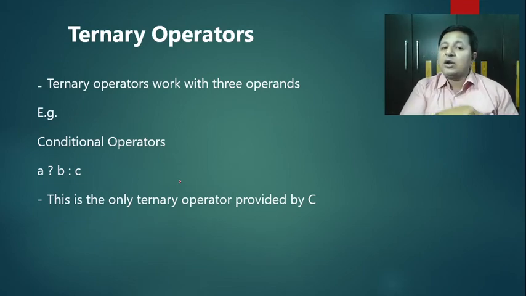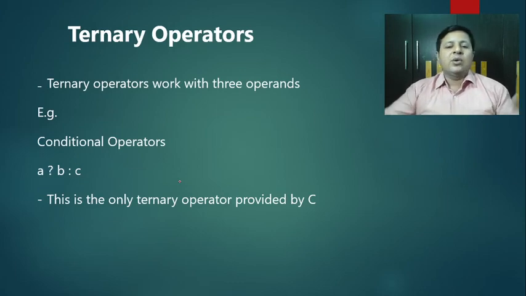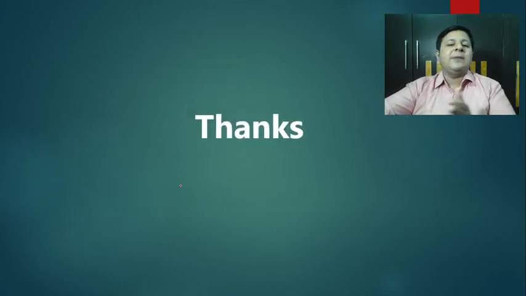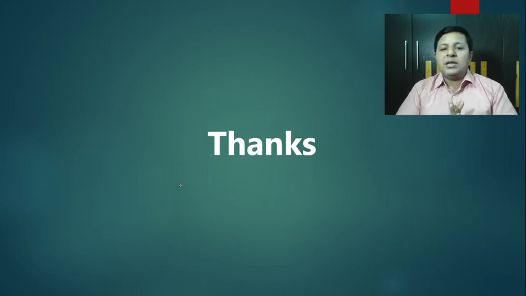Again, currently we are not talking about the conditional operator, so I'm not going into the detail of what it is and how it is used. You can have a separate video for that. But as you can see, question mark and colon work on three operands, so that's the reason it is called a ternary operator. I repeat, the conditional operator is the only ternary operator provided by C. Fine, so these were the three types of operators based on the number of operands they work with.